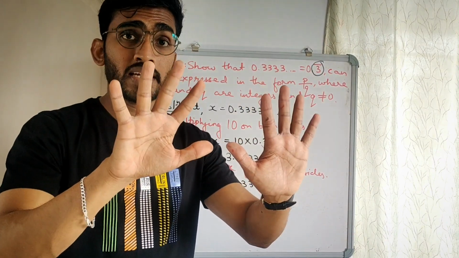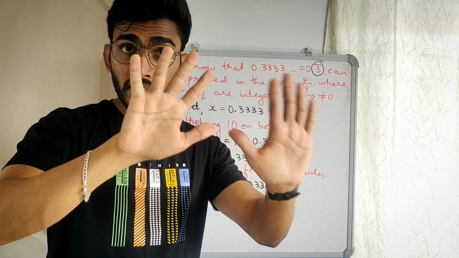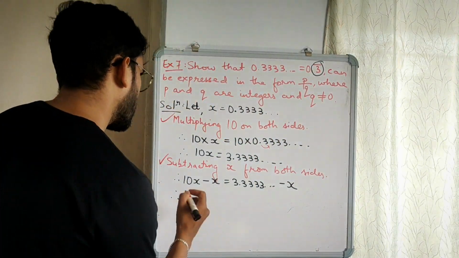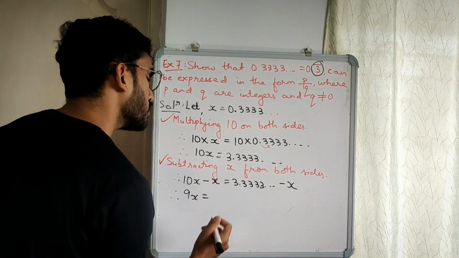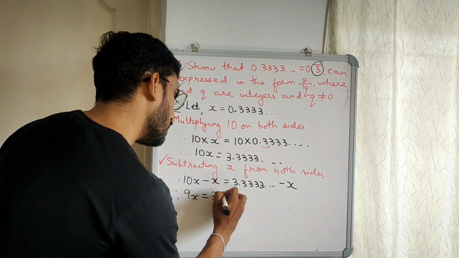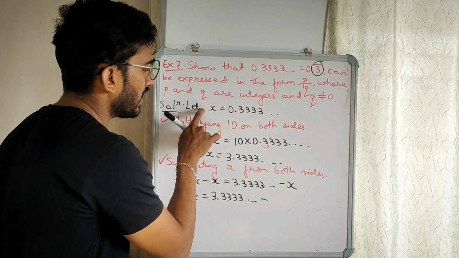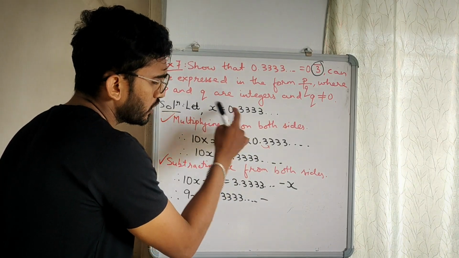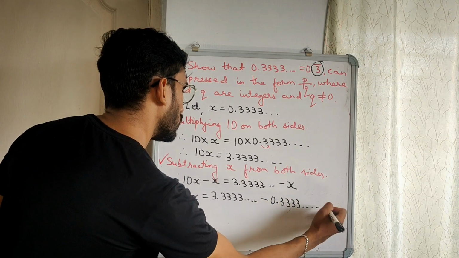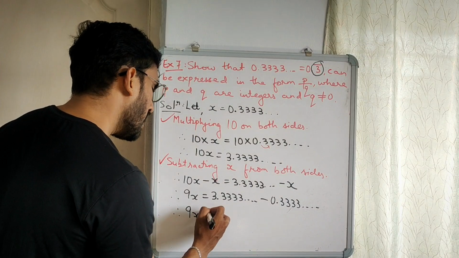Now simply see, what is 10x minus x? 1x is subtracted from the total 10x, so what is left is 9x. So I'll write here 9x is equal to 3.333 minus x. Here I will put the value of x from the first line. You will see in the first line, x is equal to 0.3333 and so on.